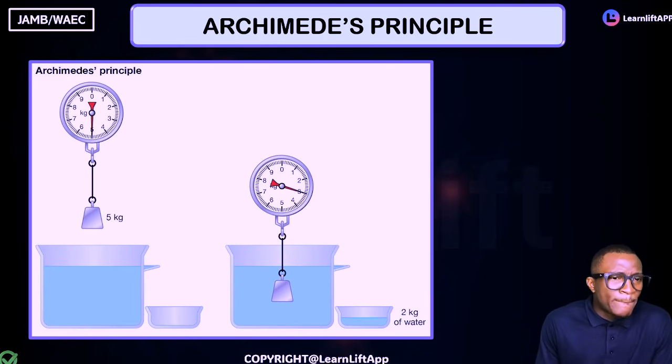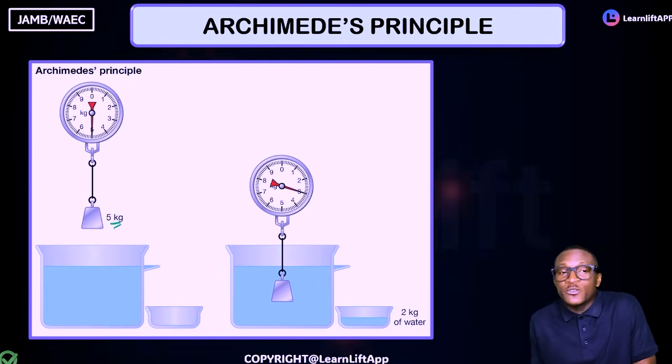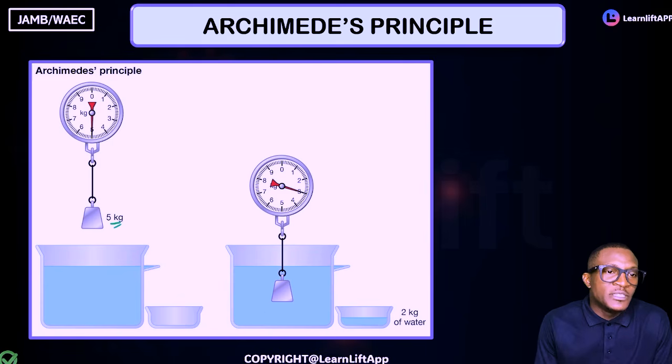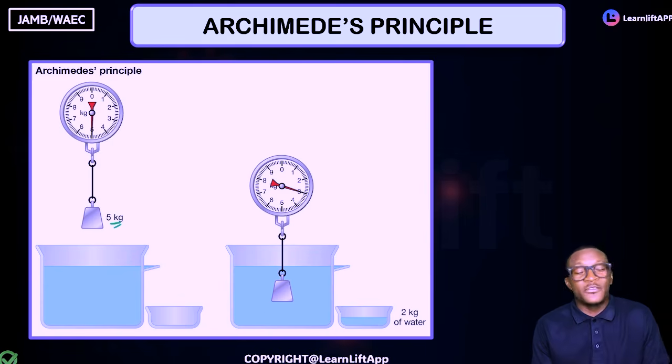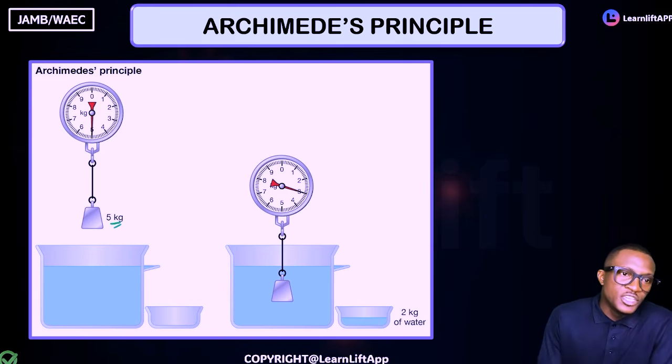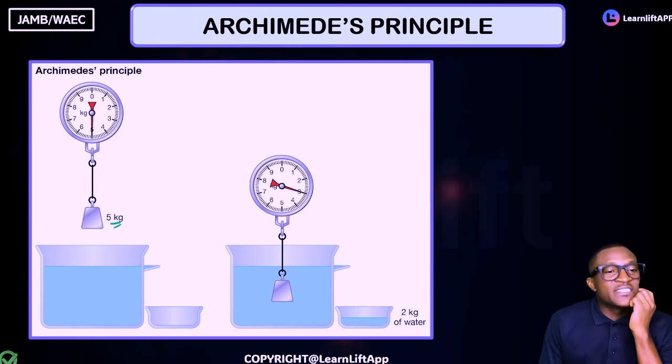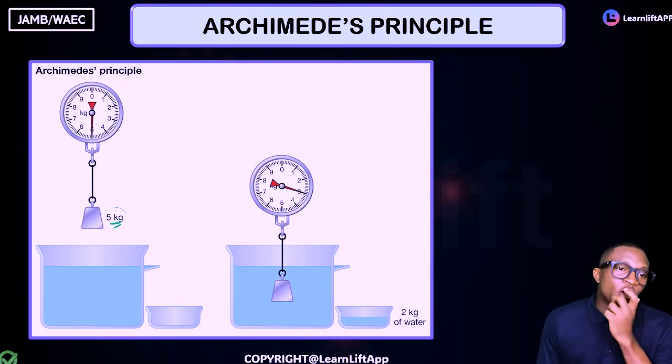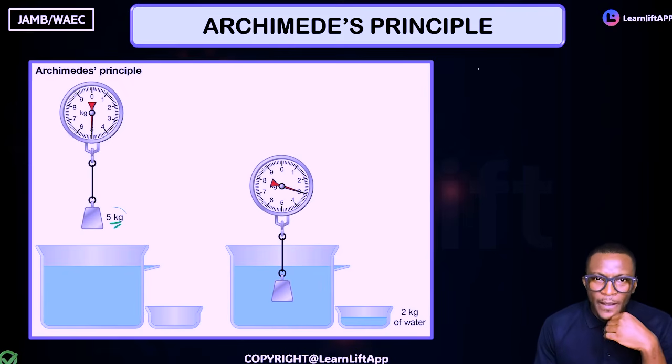We have a body that has a mass of 5 kilograms. How do we know it has a mass of 5 kilograms? You can see this is a beam balance. Everybody, what does a beam balance measure? If you follow my class, a beam balance measures mass, while a spring balance measures weight. So this is a beam balance, so the mass is 5 kilograms. Of course, if the mass is 5 kilograms, me and you know that weight is equal to mg.